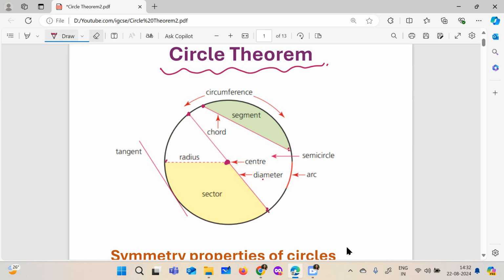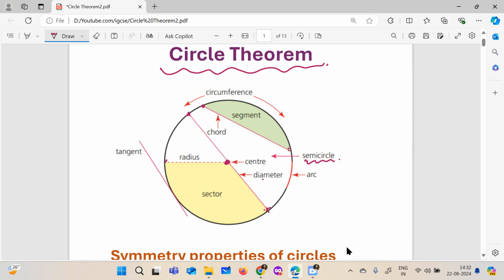And then you can see a word mentioned as semicircle. A circle is divided into two equal parts by its diameter. As you know, the diameter passes through the center, so it divides the circle into two equal parts, and each part is called a semicircle. You can say half of the circle.